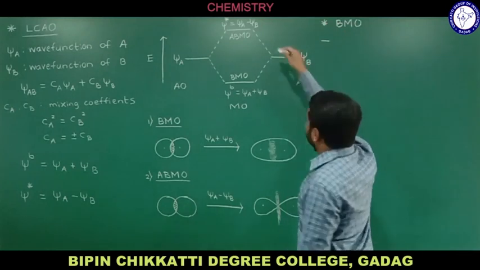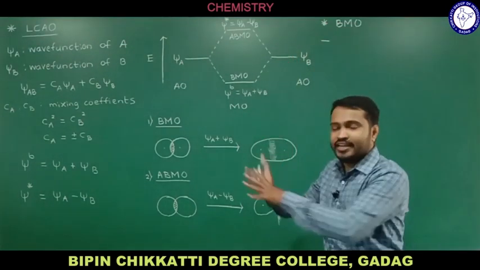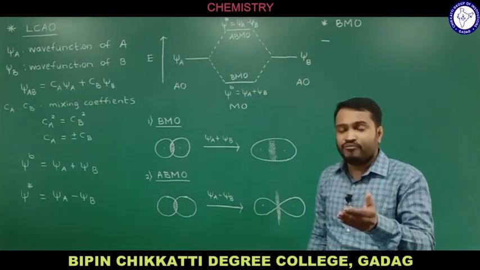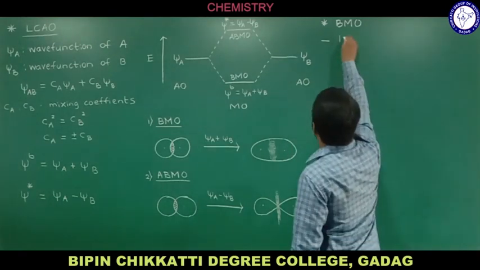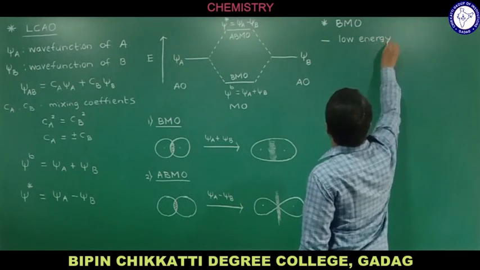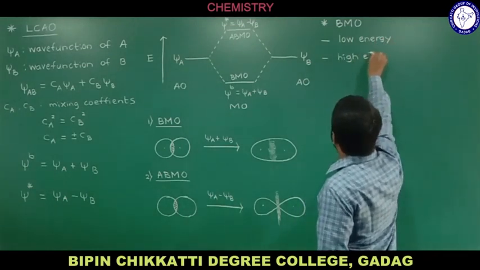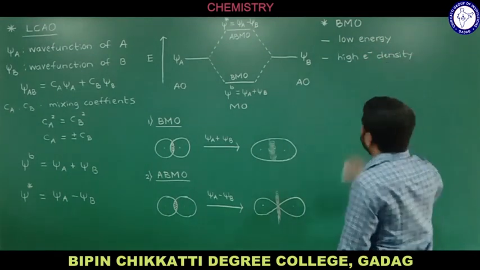Now the same points I explained, we'll write in a systematic manner. What about the energy of BMO? The energy of a BMO will be less when compared to the energy of the combining atomic orbitals. So low energy, the energy of a BMO will be very low. Now the second one I am going to write: high electron density. Electron density is very high.